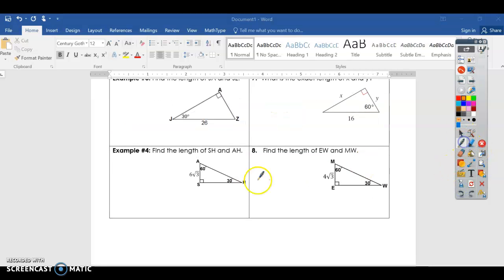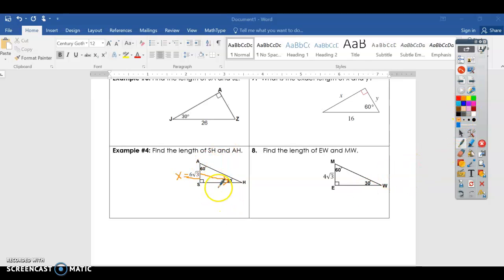So find the length of SH and AH. Okay, so let's first look at across from 6 square root of 3, which is across from 30. And we know the side that is across from 30 is my x. So that means this is equal to x.